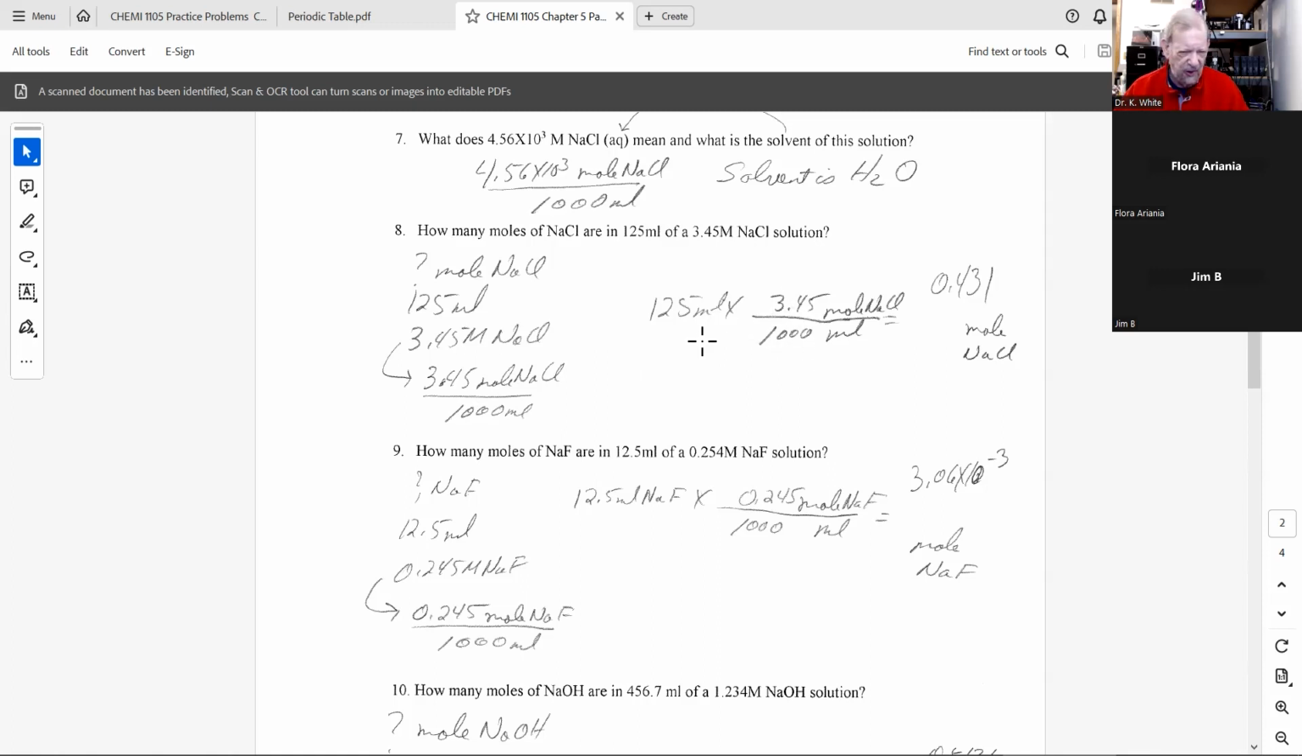Now, when you're doing multiplication and division, you get the same number of significant figures in your answer as the number with the lowest significant figures you're multiplying and dividing by. And here, 125 has 3 significant figures, 3.45, 3 significant figures. Now, the 1,000 is part of the definition, so that's an exact number. Our answer is 3 significant figures.